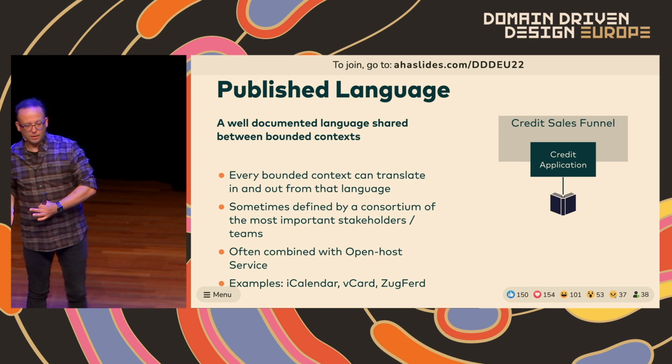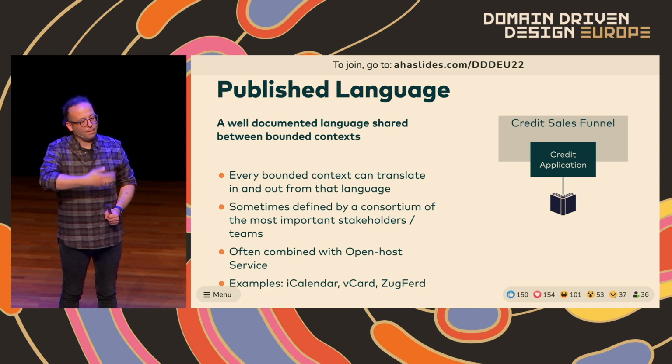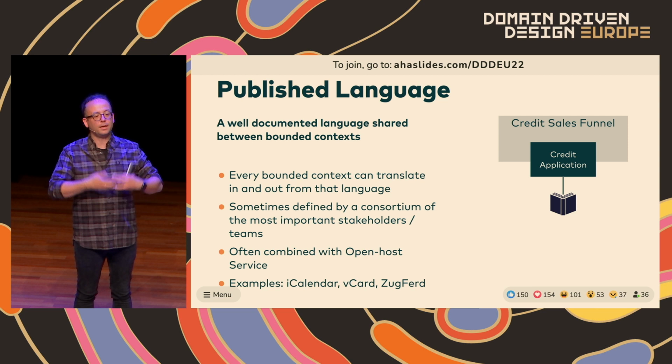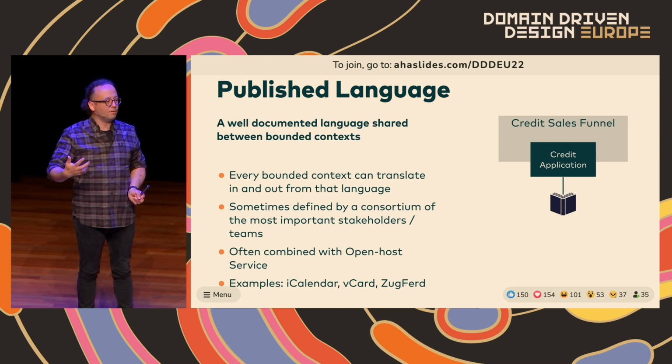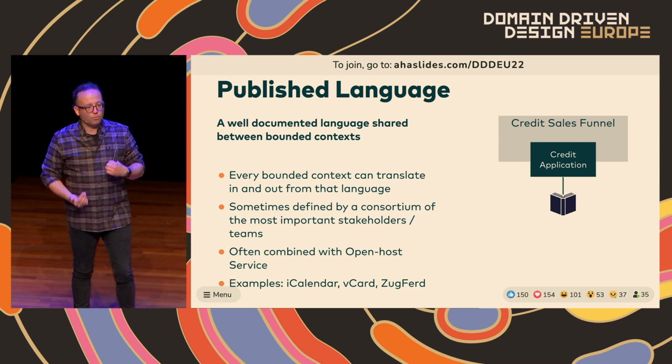So, for instance, why are those calendar teams from Apple, Google, and Microsoft so independent? Because they work with a published language called iCalendar. You know those .ics files in your emails. Yeah, those are data files that provide data in a certain format, and everyone can translate in and out of them. Yeah? So that makes those teams independent.